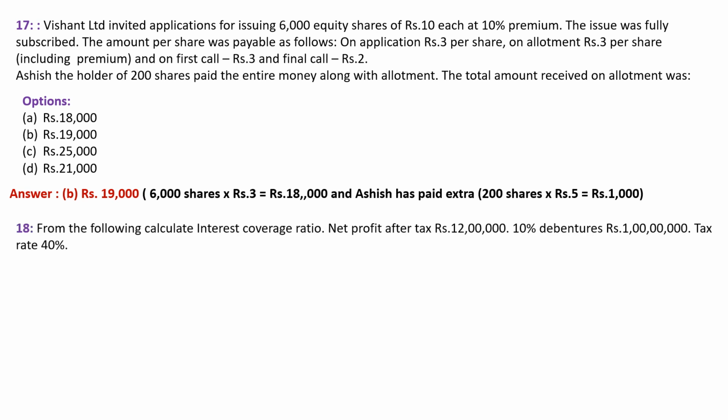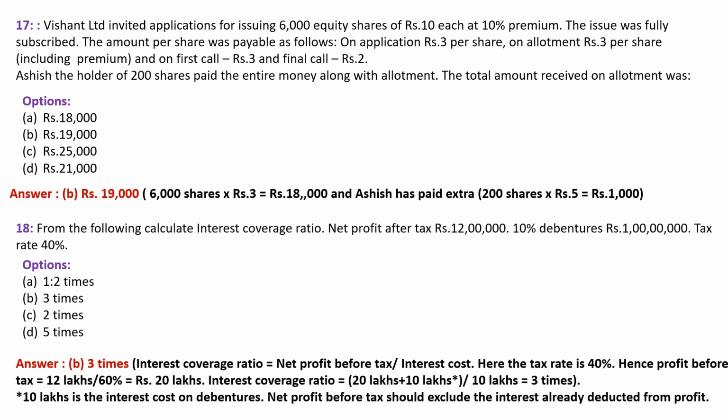Next question, question number 18. From the following, calculate the interest coverage ratio. Net profit after tax is 12 lakhs. 10% debenture 1 crore. Tax rate is 40%. And the options are A 1.2 times, B 3 times, C 2 times, and D 5 times. So the answer here is 3 times.